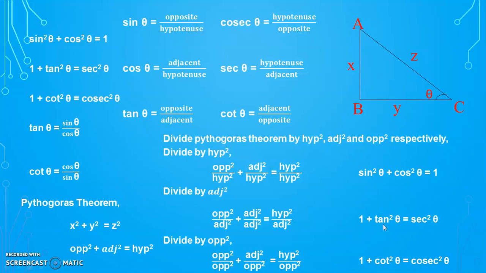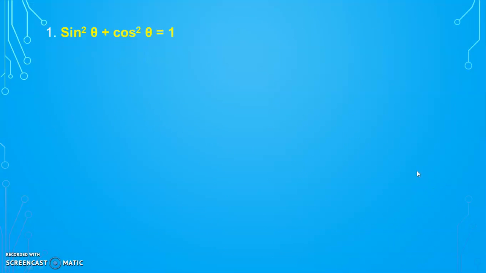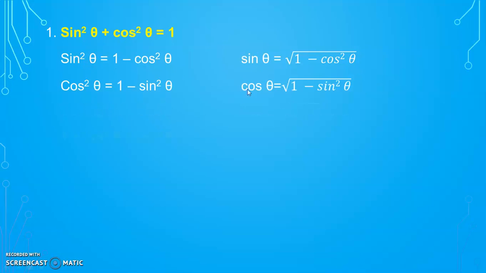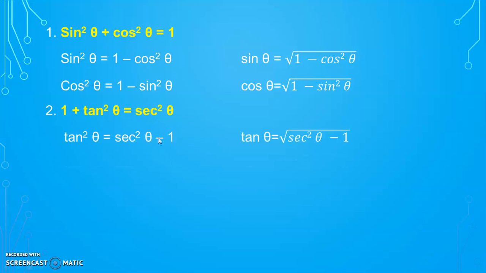If you learn these three trigonometric formulas, you can learn some more trigonometric formulas from these three. From sin square theta plus cos square theta equal to 1, you can write sin square theta equals 1 minus cos square theta, so sin theta is the square root of sin square theta, and cos square theta equals 1 minus sin square theta, and cos theta is the square root of cos square theta. From 1 plus tan square theta equal to secant square theta, we can write tan square theta equals secant square theta minus 1, tan theta is the square root of tan square theta, and secant square theta minus tan square theta equal to 1.